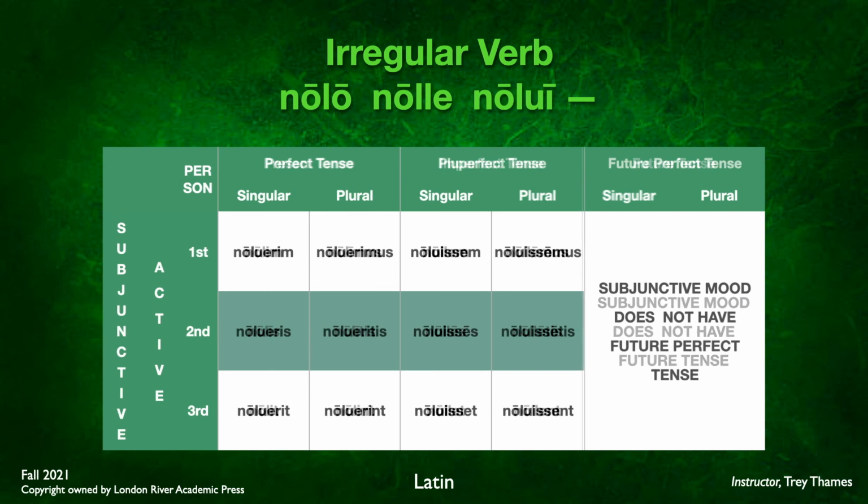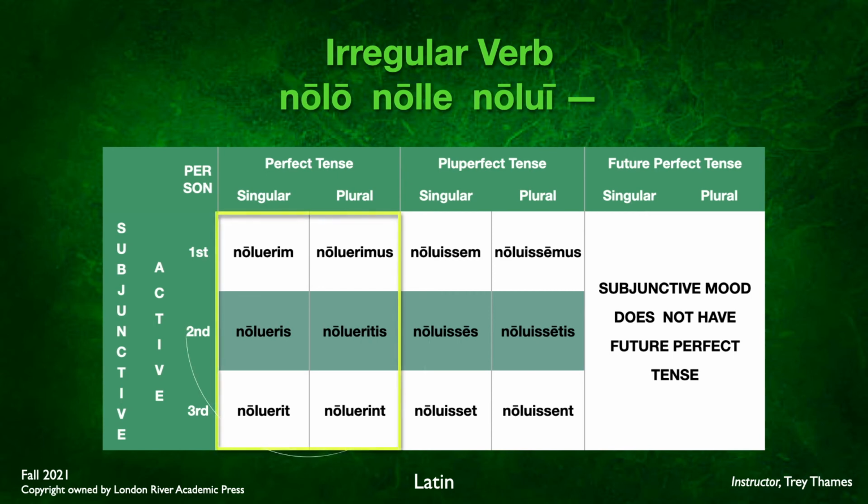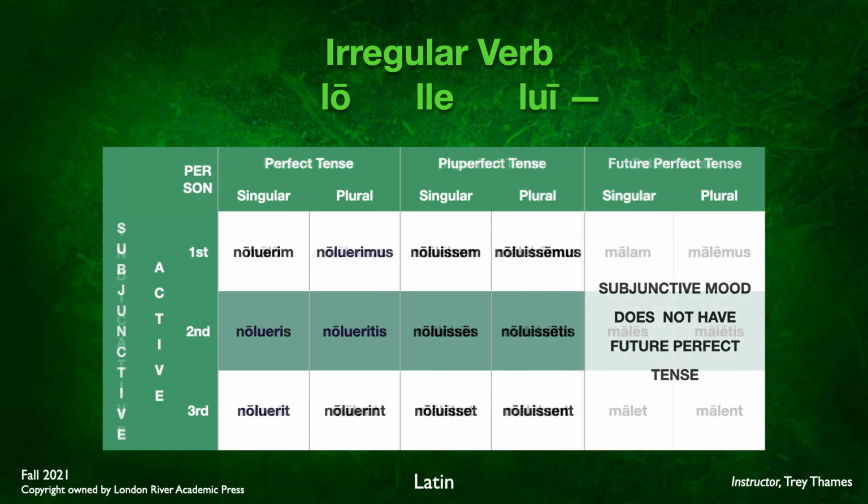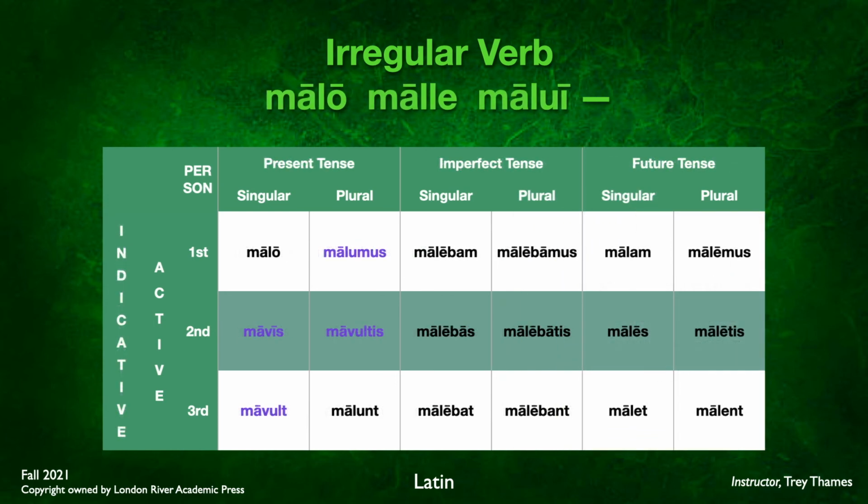And then finally your subjunctive perfect: nolu, your third principal part, plus erem, eres, eret. And then the third principal part plus isem, ises, iset. All right, and then finally malo. Again, the irregularities are only in the present tense.